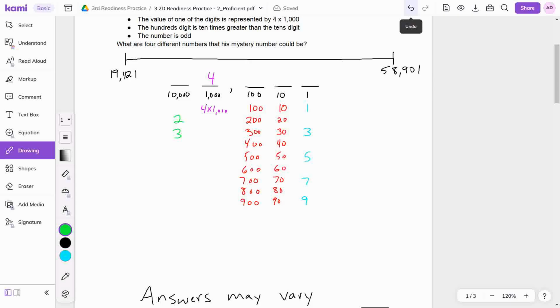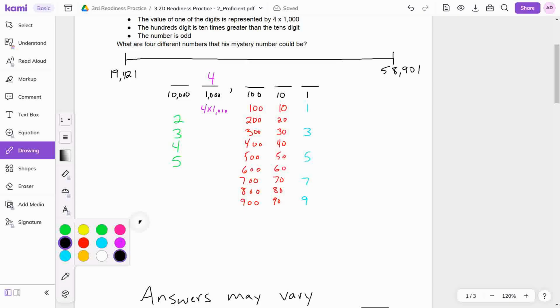34,000 something could work. 44,000 something could work. And 54,000 something could work. If I put a 6 there, now I'm at 64,000 and I'm too large. So I only have 4 digits to choose from in my 10,000s place. So let's now take a look at some answers.